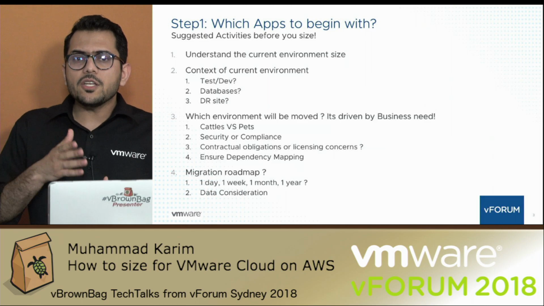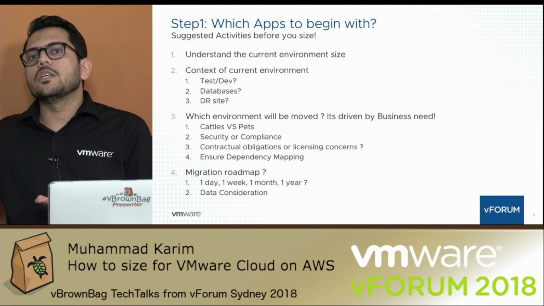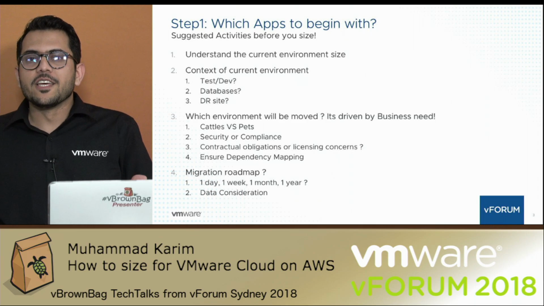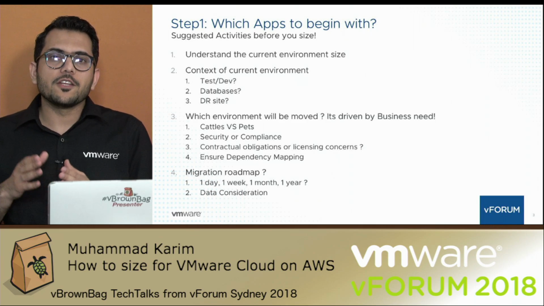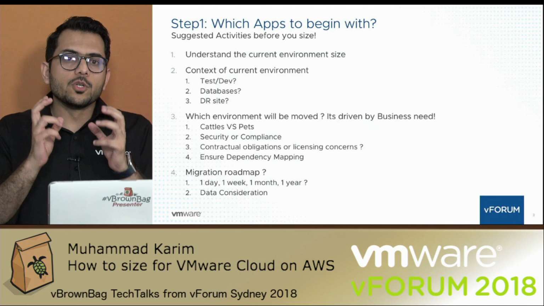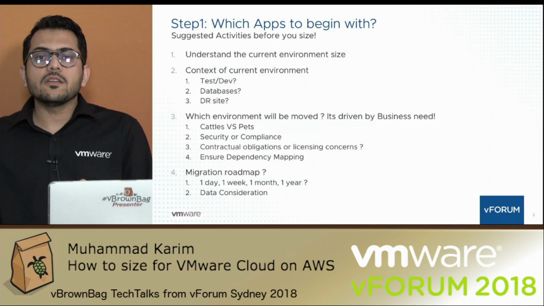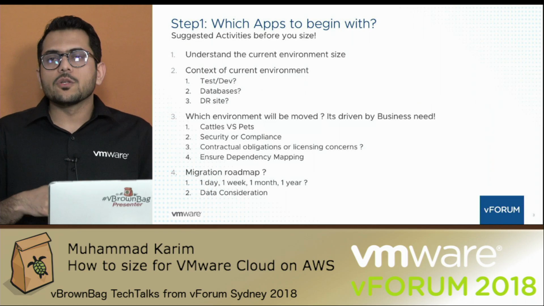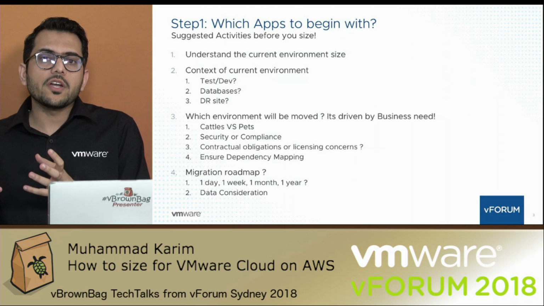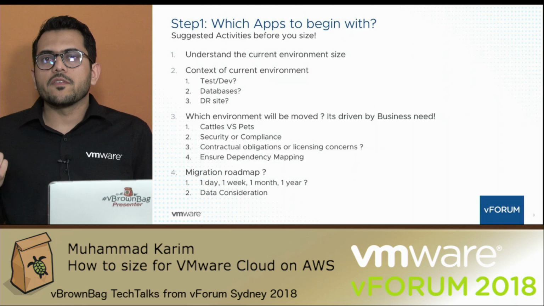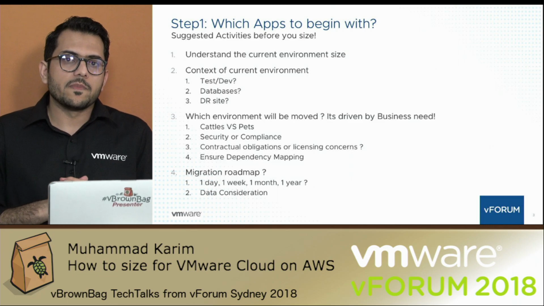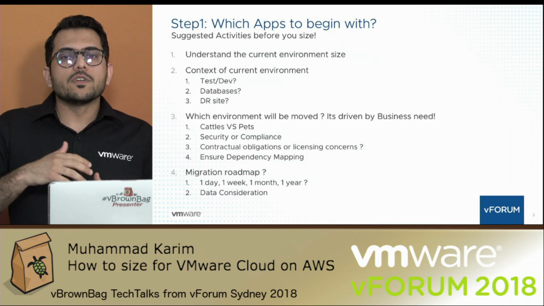The last part is my migration roadmap. So I need to understand, when do I need to be in the cloud? Is it 1 week? Is it 1 month? Is it 1 year? If I have to be in the cloud in 1 year, then I don't have to buy everything upfront, right? So I just need to look at those workloads which need to be there in the cloud today. We also need to look at data considerations. A lot of workloads which are storage hungry, we can actually move into native AWS services, things like S3, EFS, etc.